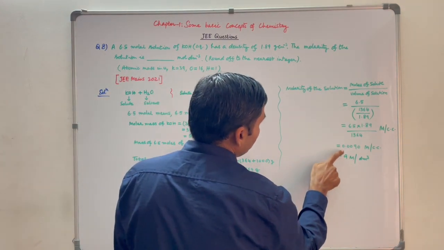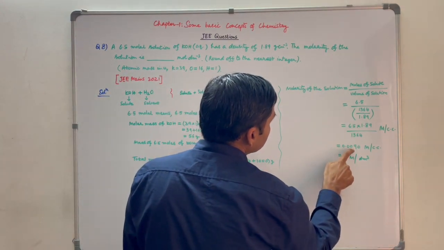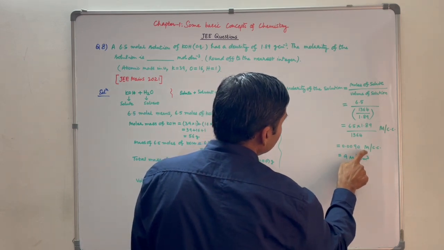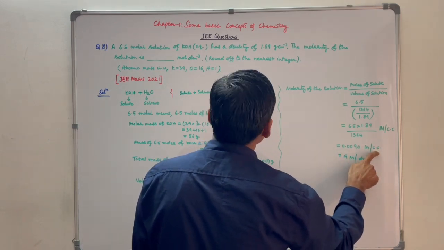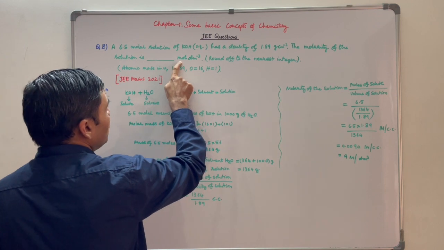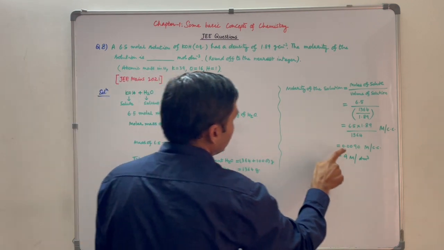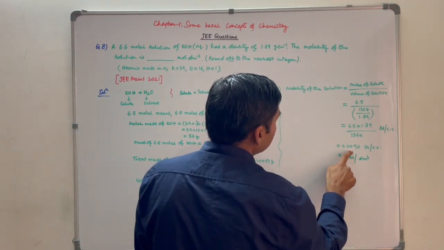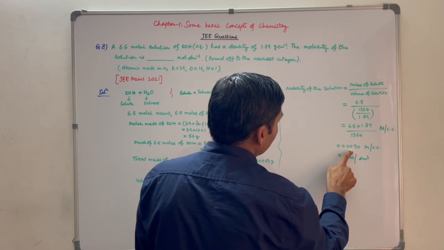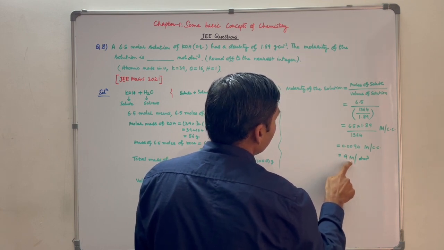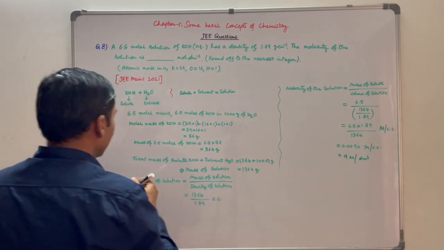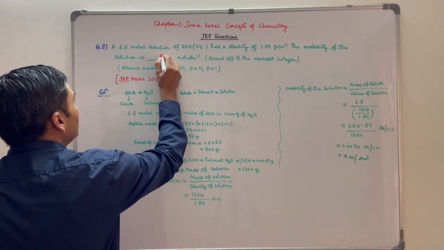So it will come out to be 0.0090 moles per centimeter cube. And we have to write the answer in mole per decimeter cube, means we have to multiply this by 10 to power 3. So it will come out to be 9 moles per decimeter cube. So our answer will be 9 moles per decimeter cube.